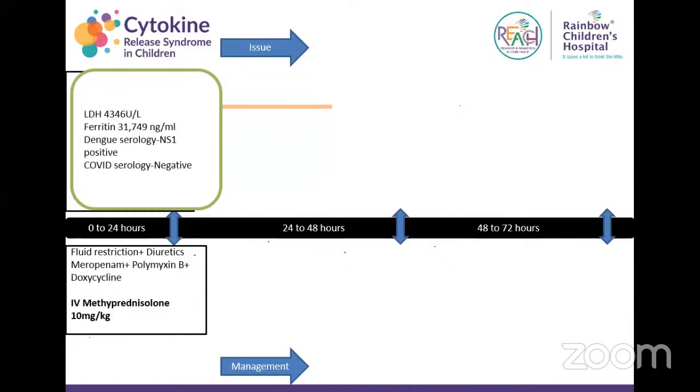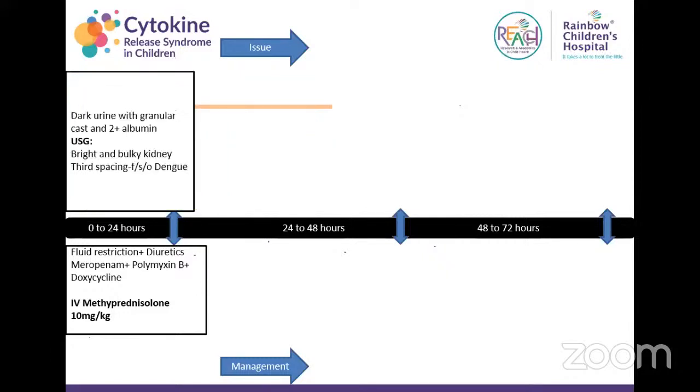So initially, our first differential diagnosis was MIS-C at this point in time, given the multi-organ involvement with left ventricular dysfunction and elevated CRP, for which we had initiated him on pulse steroids of 10 mg per kg with antibiotic cover, because sepsis was also one of the close differentials. He was managed conservatively for his renal dysfunction. Ultrasound showed bright and bulky kidneys and evidence of leaking.